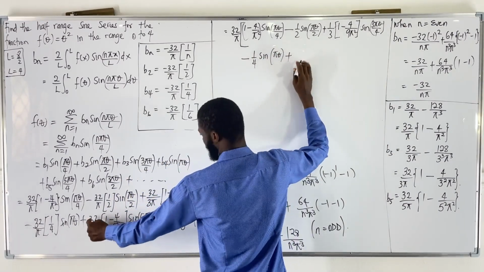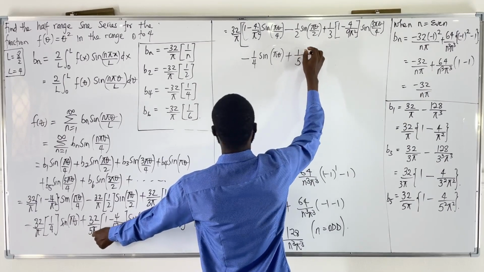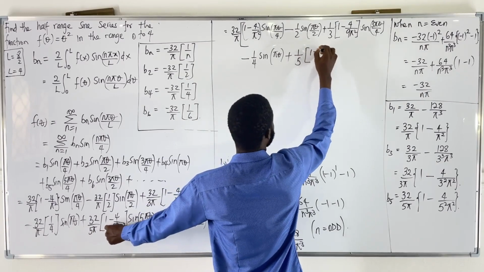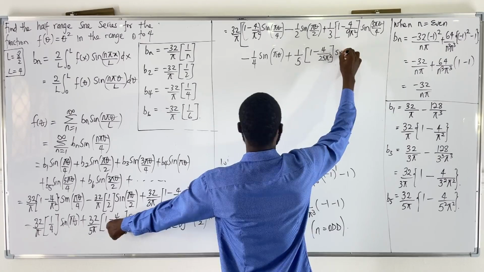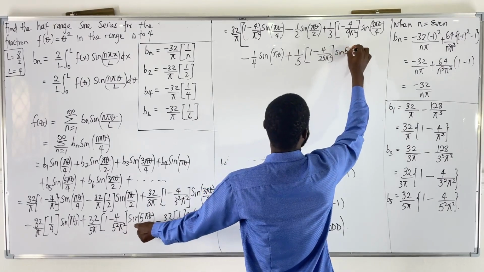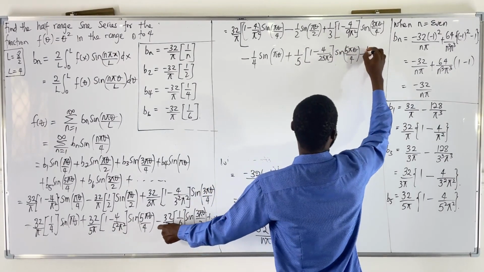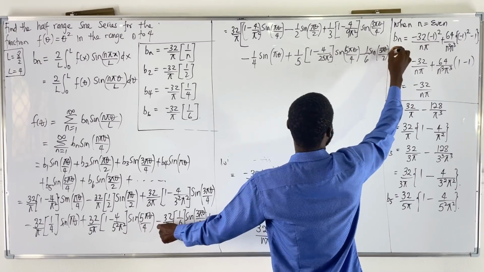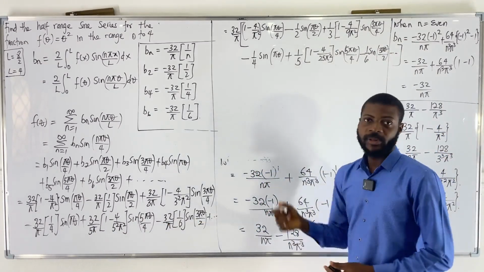Plus, when I remove 32 over pi, this will be 1 over 5 into 1 minus 4 over 25 pi squared. Then I have sine 5 pi theta over 4. And then minus 1 over 6 sine 3 pi theta over 2. Just like that. And I'm going to close this up. Now, this will be the answer.